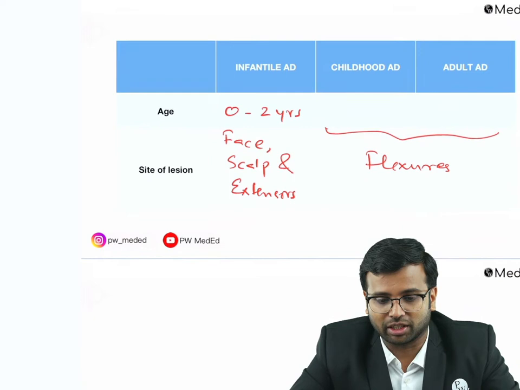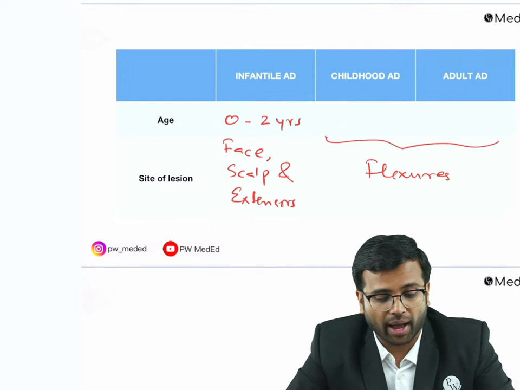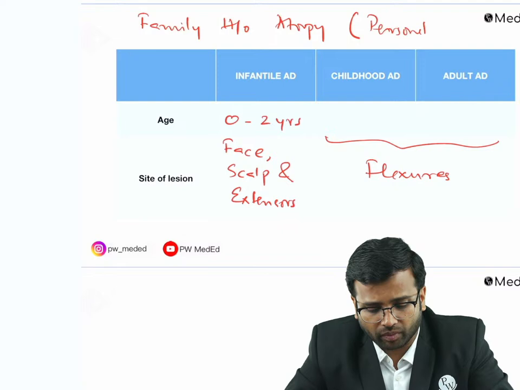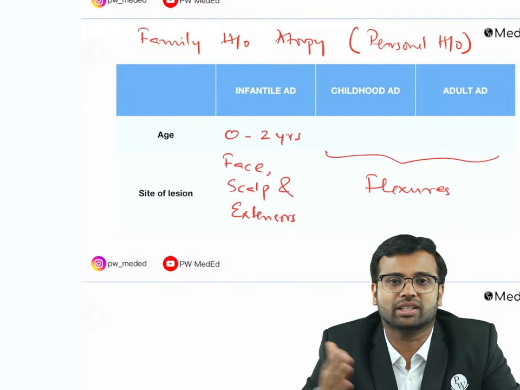And then please remember that on the day of exam, usually the examiner, like in the NEET PG exam, will always give you a family history of atopy, or there may be a personal history of atopy. So family history of atopy or a personal history of atopy, very dry skin and this itch-scratch cycle, all these things are seen in atopic dermatitis.